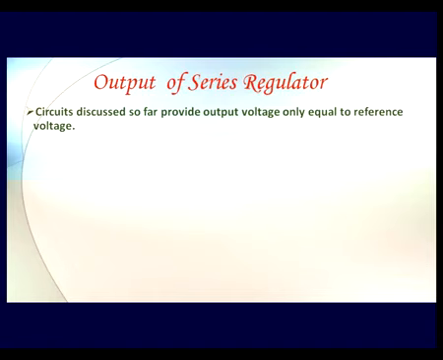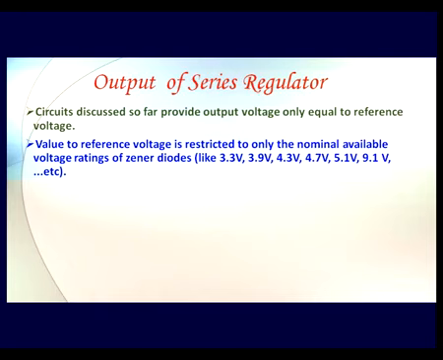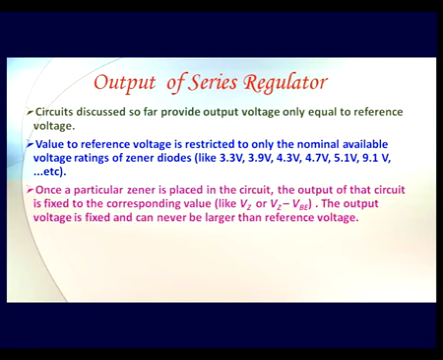In the circuit that we discussed so far, we are providing the output voltage only equal to the reference voltage, and the values of reference voltage were generated through the Zener, which normally comes in nominal available values, like 3.3 volt, or 3.9 volt, or 4.3, 5.1. These are typical values of Zener voltages that you get. So always your reference voltage will be only at that value, and once a particular Zener is placed in that circuit, the output of that circuit is fixed to the corresponding value, either Vz or Vz minus VBE. The output voltage is fixed and will never be larger than the reference voltage.